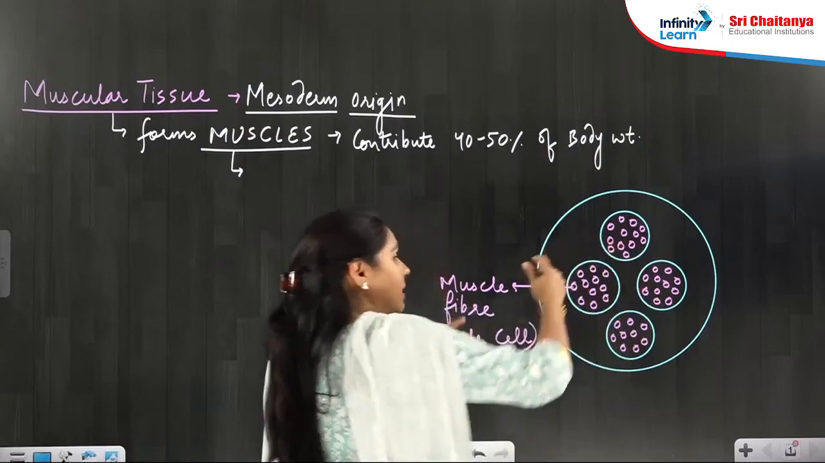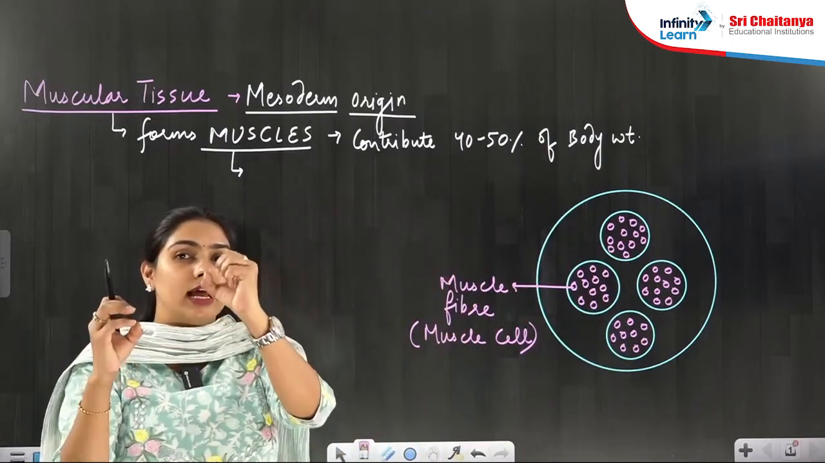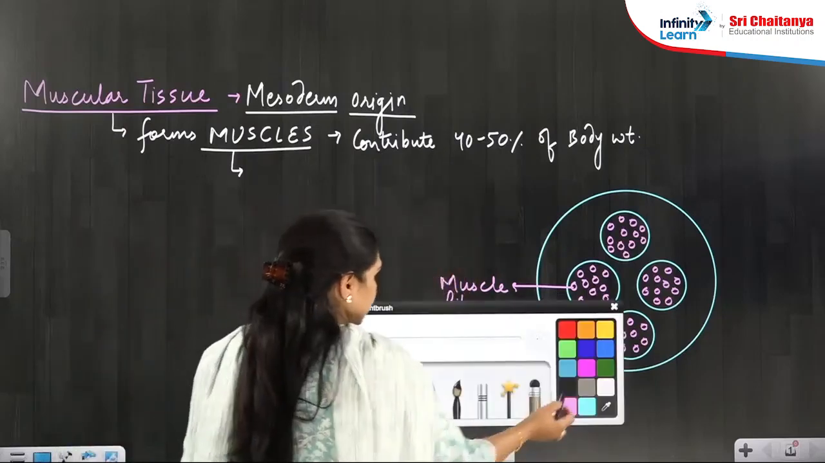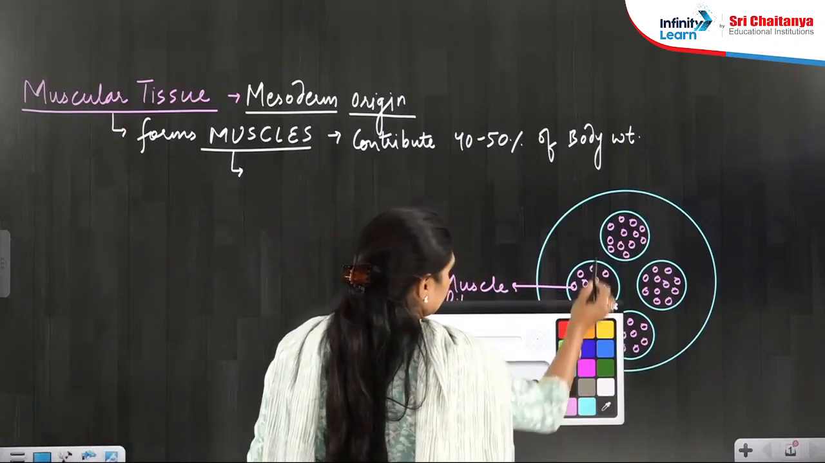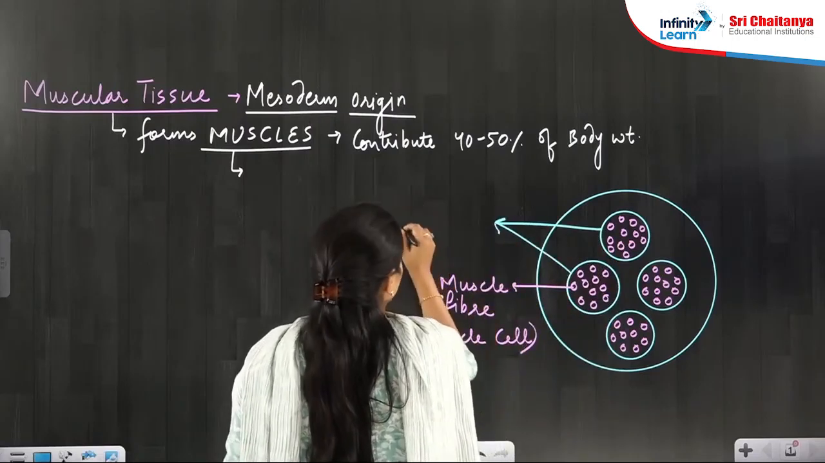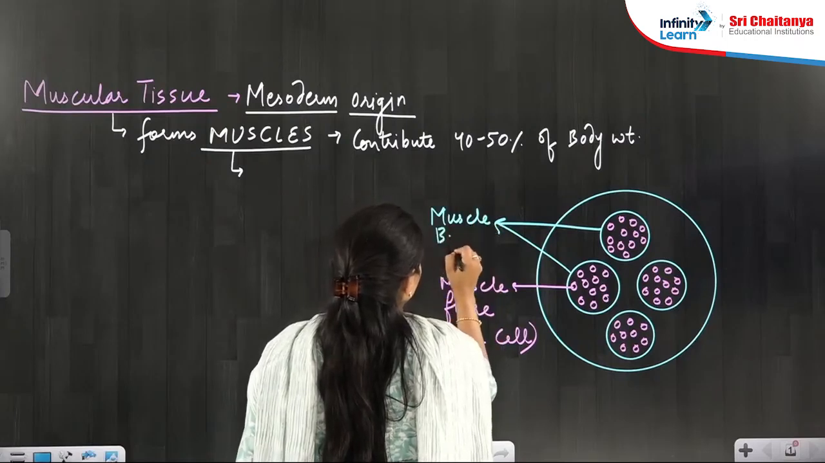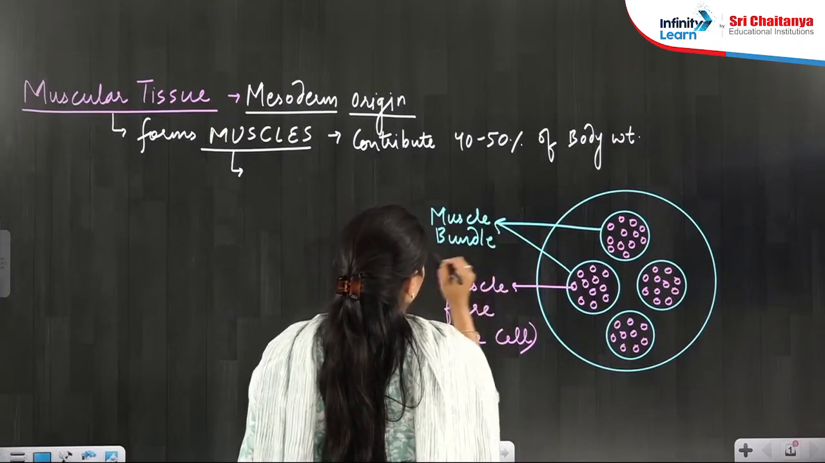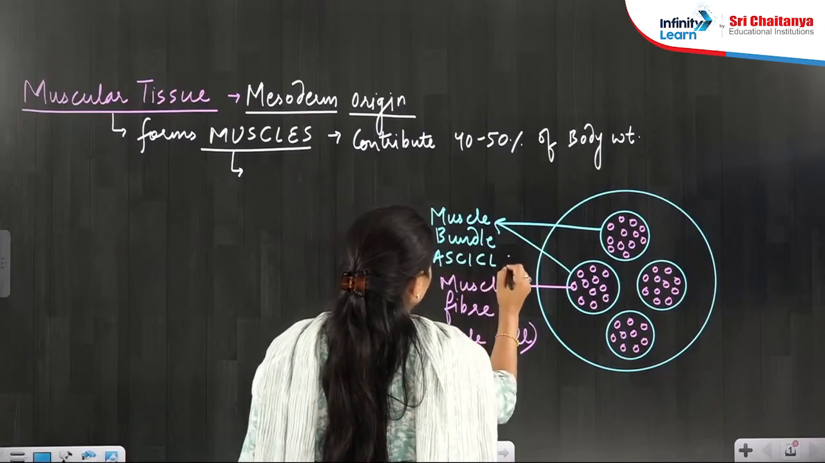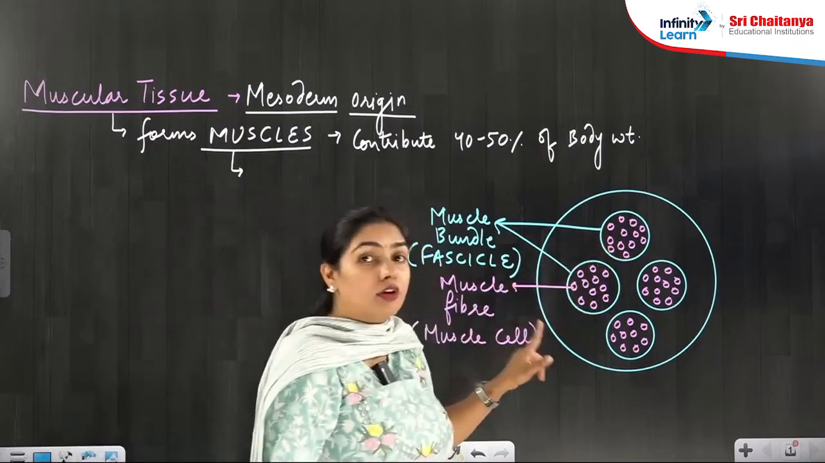Now this muscle fiber is present like a bundle. So many muscle fibers are there and they are present in a bundle. So this is a bundle of muscle fiber. The next thing you are seeing here is a muscle bundle. There is another name for muscle bundle, that is fascicle. So muscle bundle or fascicle.